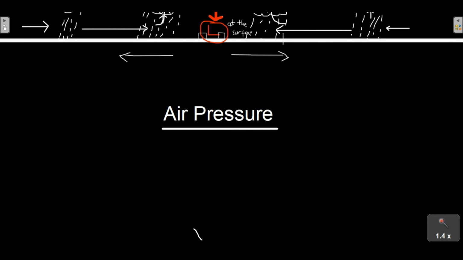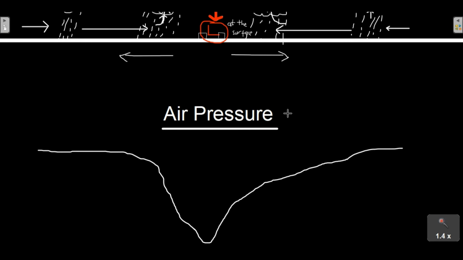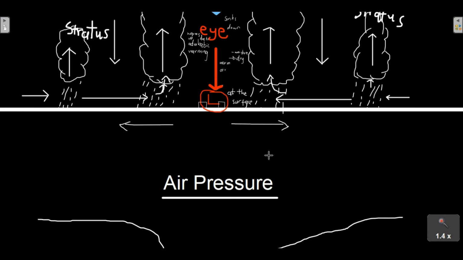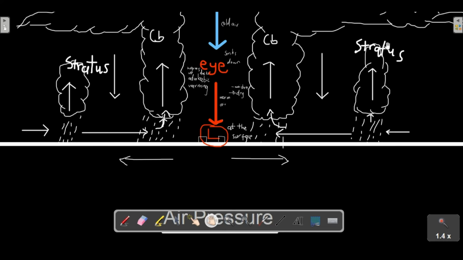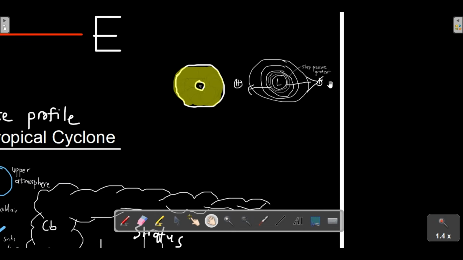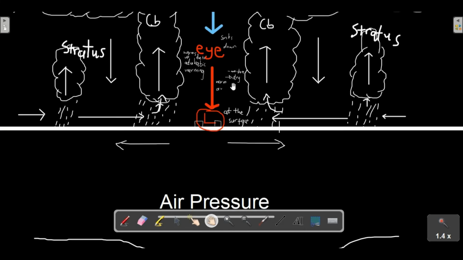So it will be the lowest at the surface, and you are going to get the highest pressures as you move away from the eye. Okay, like that. So that comes to the pressure. So the pressure increases away from the eye, guys. Remember, this is a cyclone. So pressure, of course, would increase moving away from the eye.